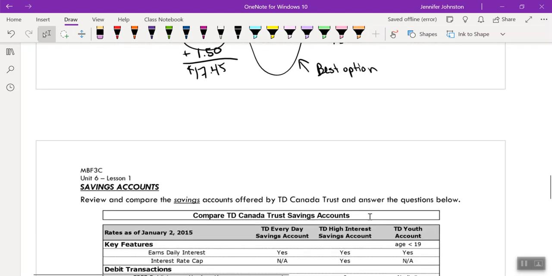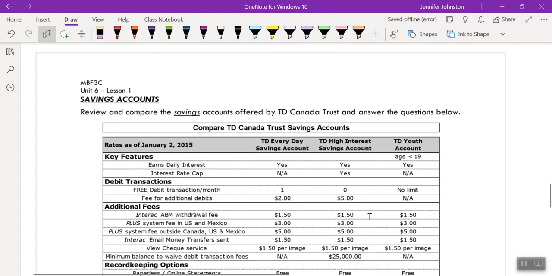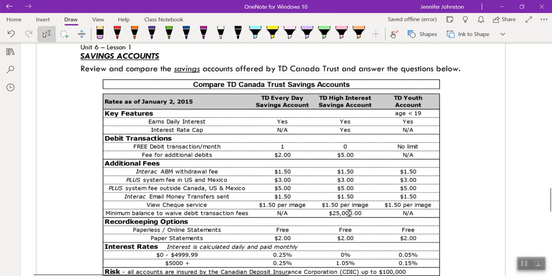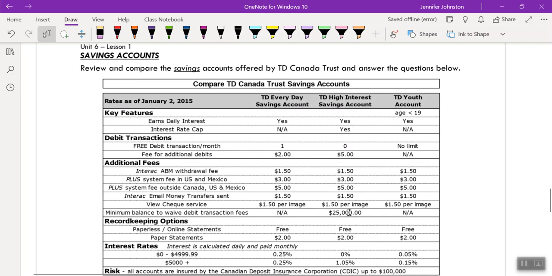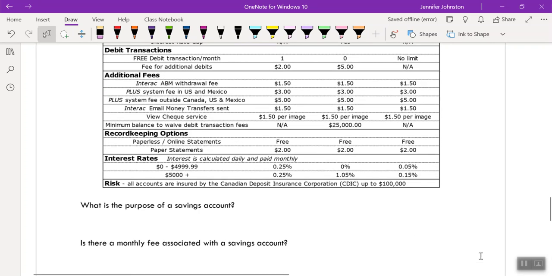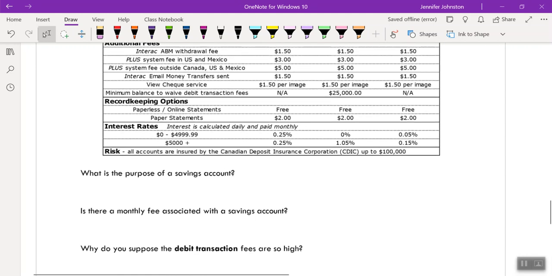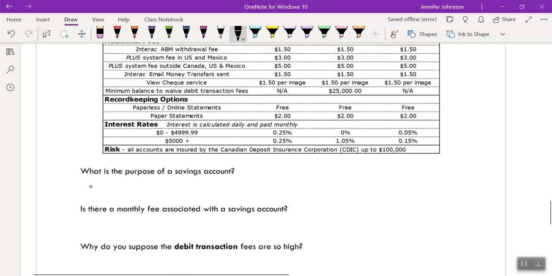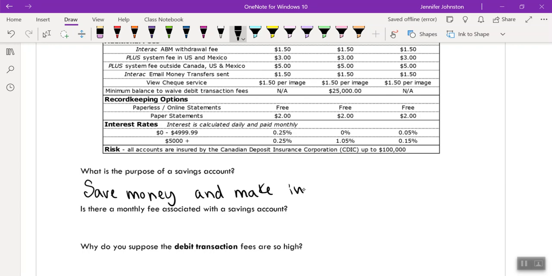Right. Savings accounts. Review and compare the savings accounts offered by TD Canada Trust and answer some of the questions below. So again, we have our everyday savings account, our high interest account, and our youth account. What is the purpose of a savings account? The main purpose is we want to save money and make interest. We want to make money on our money.